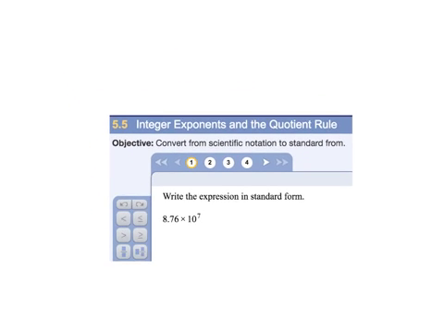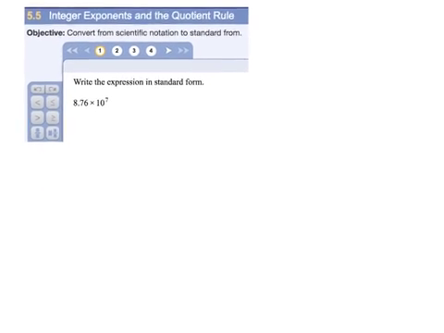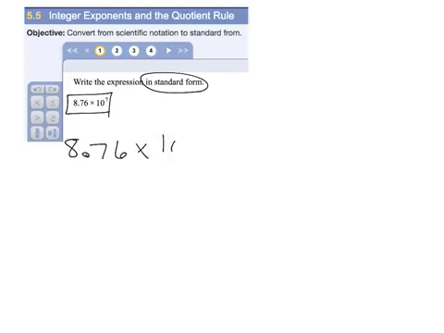All right, so when we write something in standard form, they just want us to take this number and this, essentially think of it like a multiplication problem, and they just want us to write it in as an answer. That's basically what standard form means. So if you think about this problem right here, this really means 8.76 times 1, 2, 3, 4, 5, 6, 7. It means we're multiplying by a number with 7 zeros. That's what 10 to the 7th power means.